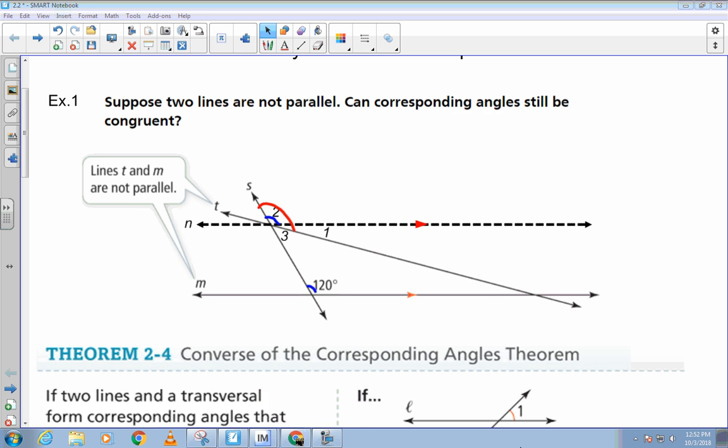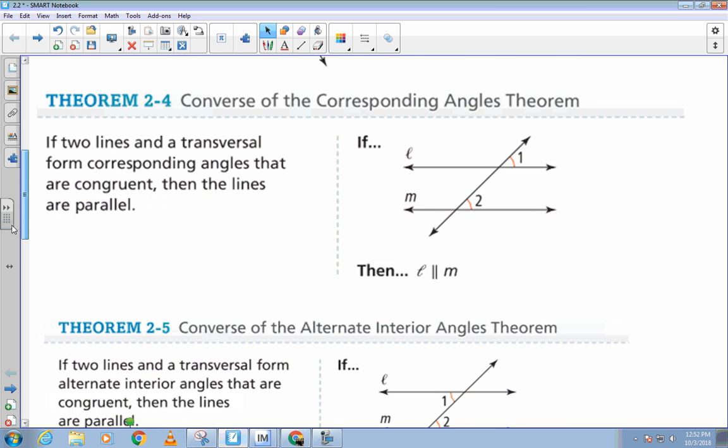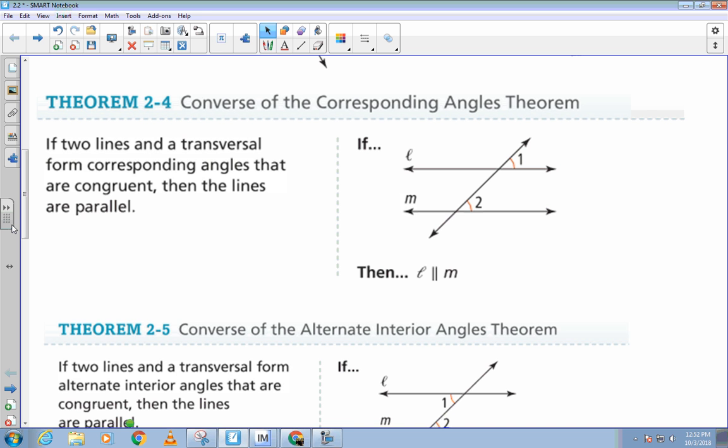So that is one way to prove that you have parallel lines, is to show that corresponding angles are congruent, okay? And so our first theorem here is called the converse of the corresponding angles theorem, and it says if two lines and a transversal form corresponding angles that are congruent, then the lines are parallel, okay? So we see here 1 and 2 are corresponding. If they're congruent, then that's sufficient information for me to say that the lines are parallel.